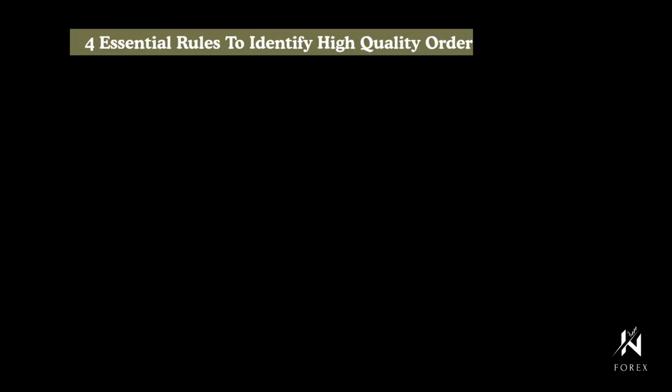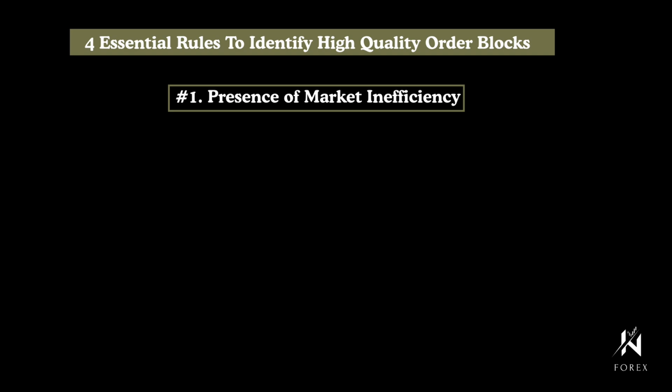Identifying high-quality order blocks: 4 essential rules. To consistently identify order blocks with a high probability of success, traders must adhere to 4 key rules. These rules help filter out weak or unreliable zones and improve overall trade accuracy and consistency. Rule 1: Presence of market inefficiency.